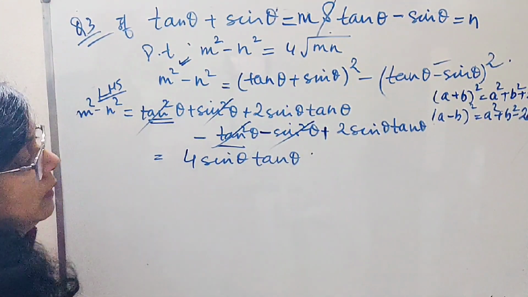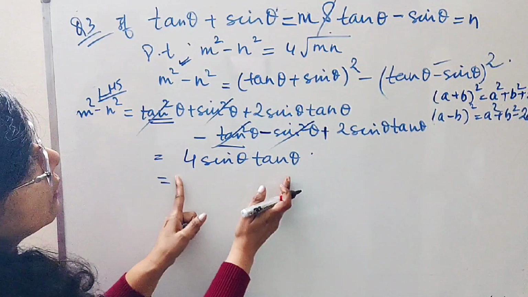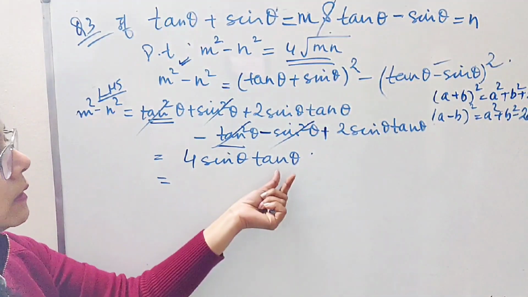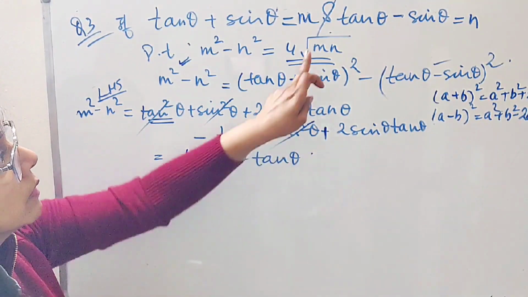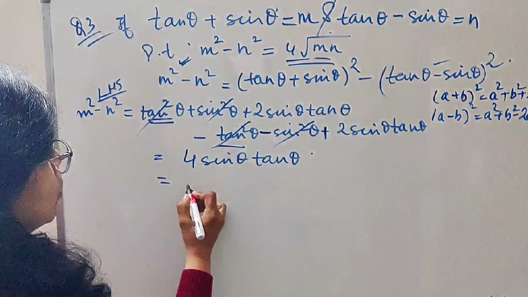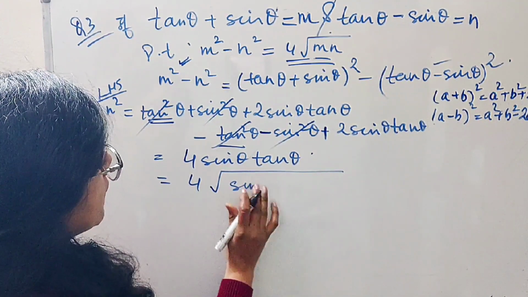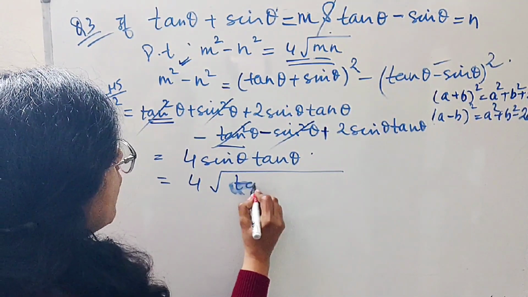Now what we want is 4 under root mn, and we got 4 sin theta tan theta. We have to convert this into this. So what we can do here is write this as tan square theta sin square theta.